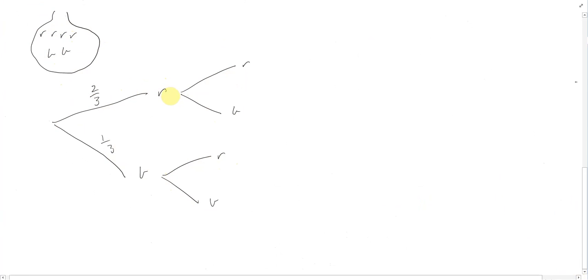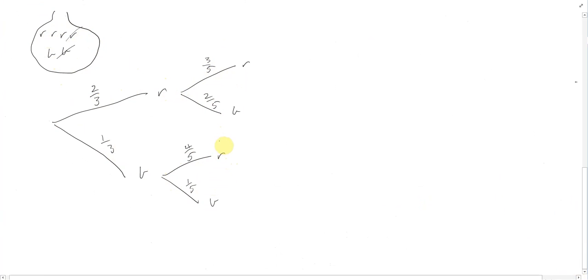So if we pick a red first up though, one of our reds has disappeared. So then getting a red will be 3 out of 5, and getting a blue will therefore be 2 out of 5. Now if we had actually picked a blue first, we'd have 4 out of 5 reds. So that'd be a 4 out of 5, and getting a blue would be a 1 out of 5.